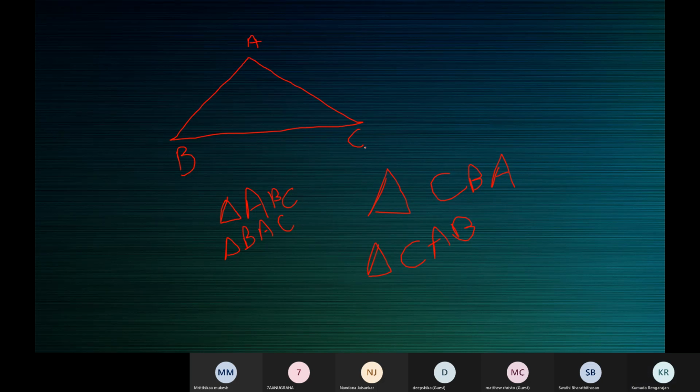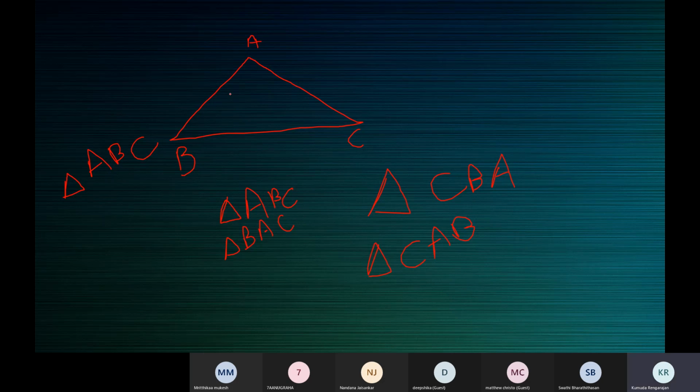All right. Now, this is how we name a triangle. And this is the symbol. So we say triangle. This is the symbol for a triangle. Triangle ABC.